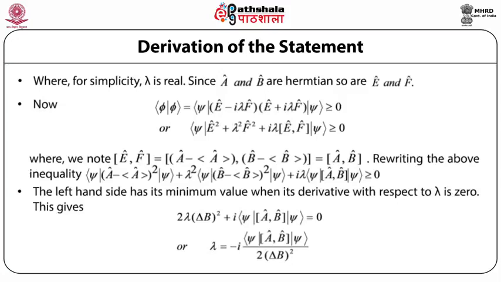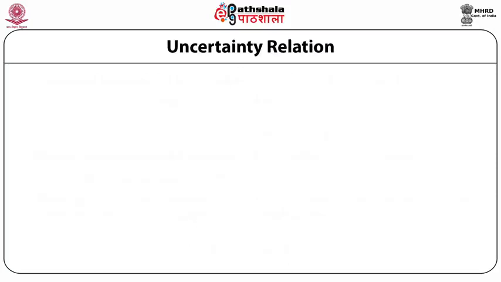and then the left hand side has its minimum value when its derivative with respect to lambda is 0. When we do this, the result that we get is twice lambda times delta B square plus iota times bra vector state psi, commutator of operator A and operator B acting on ket vector state psi, is equal to 0, or lambda is equal to minus iota times the expectation value of commutator of operator A and operator B in state psi upon twice delta B whole square.